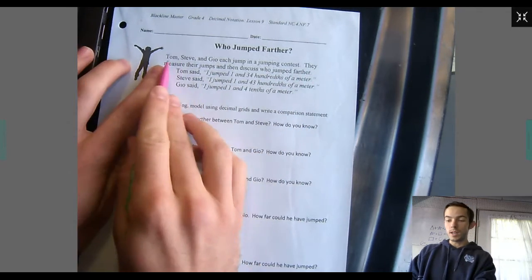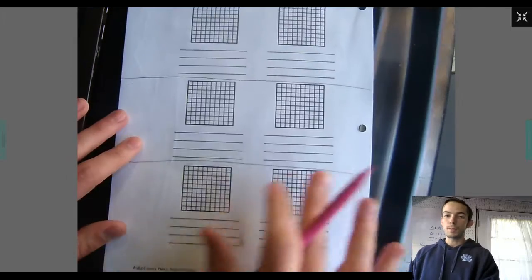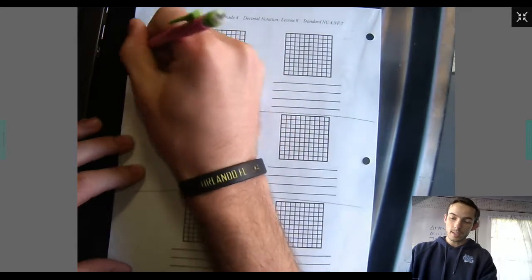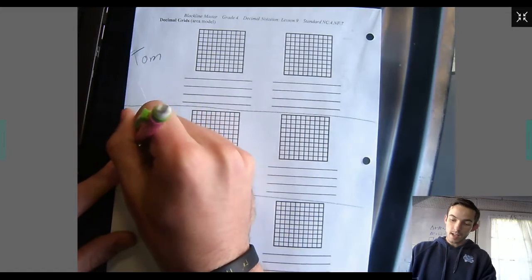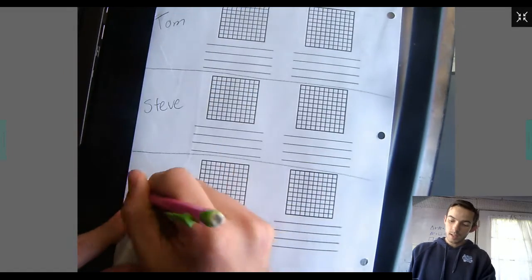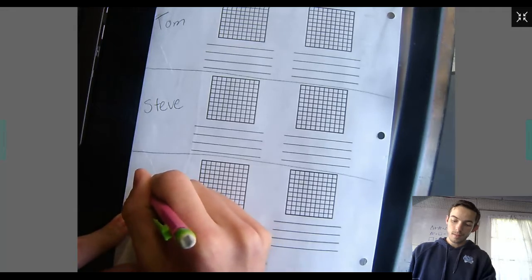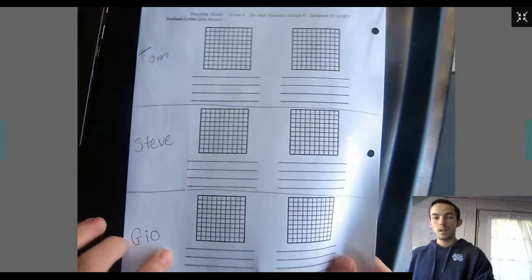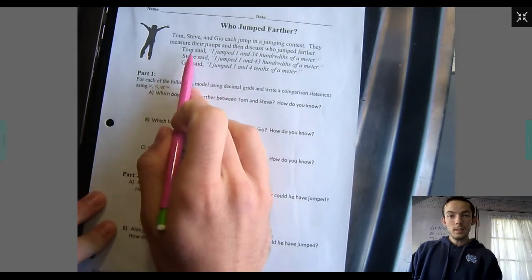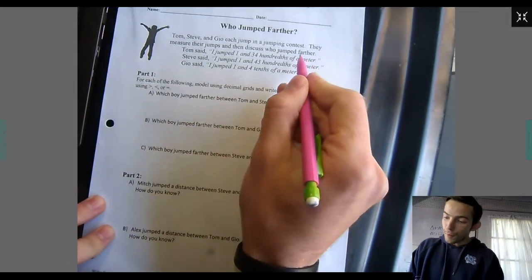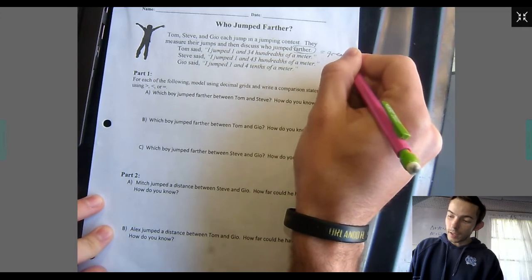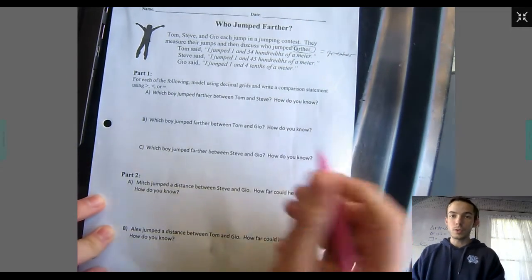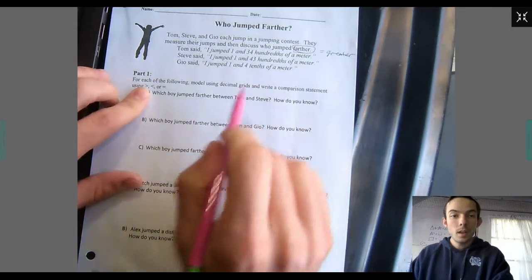So before we move on, Tom, Steve, Geo, for the purpose of moving this along, let's go ahead and write Tom right here, Steve, and Geo. Okay? All three people put in quotes. So they're discussing who jumped farther, which means we're looking for greater. Okay? In terms of distance, farther is going to mean greater.